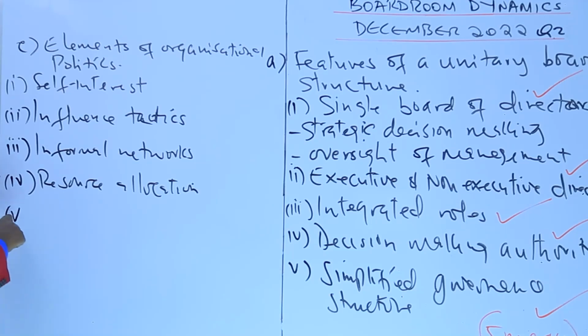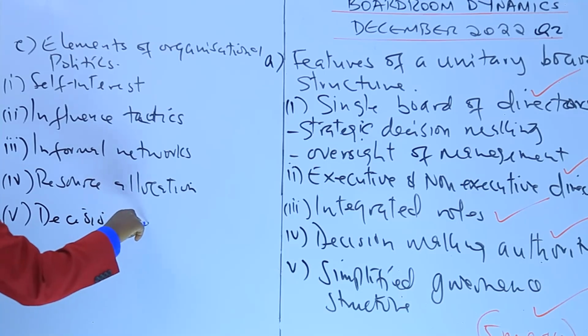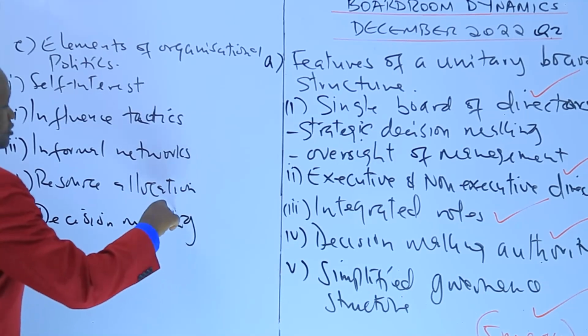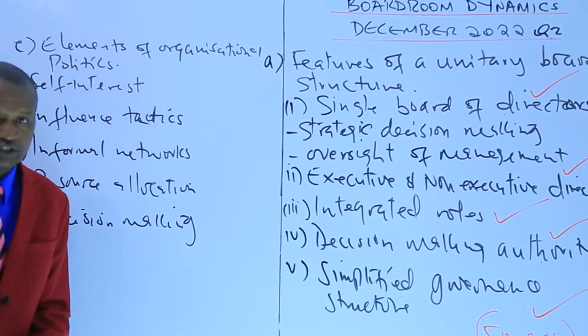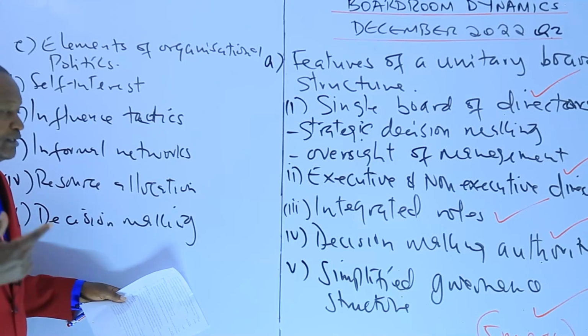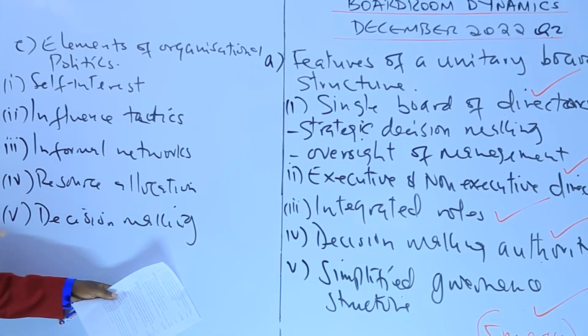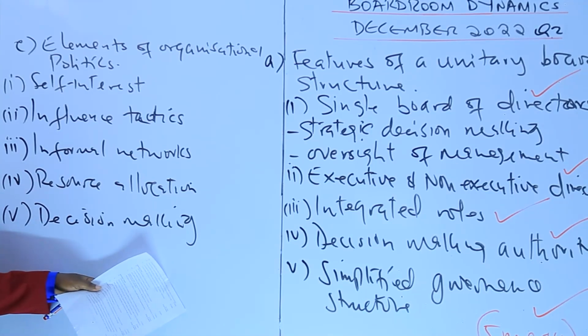Number 5, decision making. Politics can influence the decision-making processes within the organization, leading to decisions that are not necessarily based on merit or organizational goals, but driven by personal or political motivations.